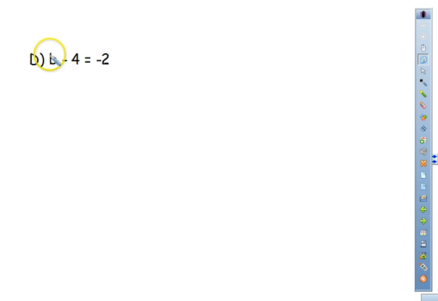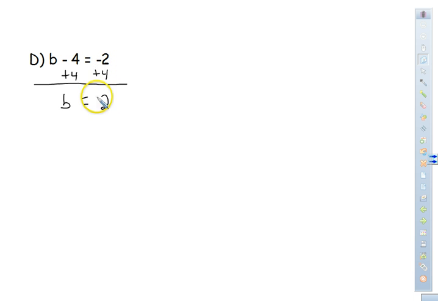Alright, once again, start on the side with a variable. So since it says to subtract 4, we're going to add 4 to both sides. b is by itself. And now we have a negative 2 plus 4. So since we have negative 2 plus 4, we have different signs. We're going to subtract them. 4 is larger, therefore it is a positive 2.